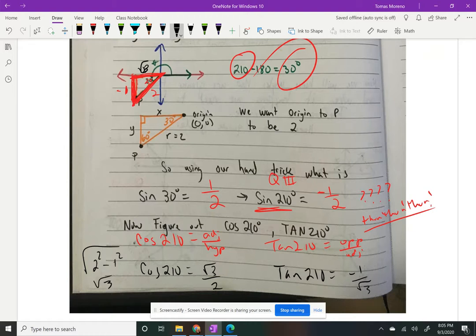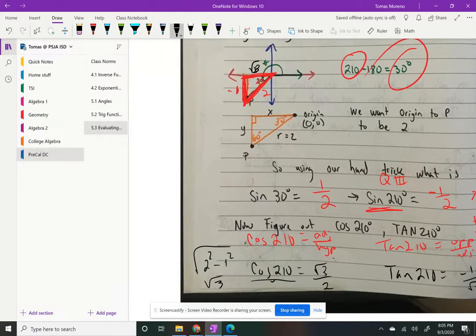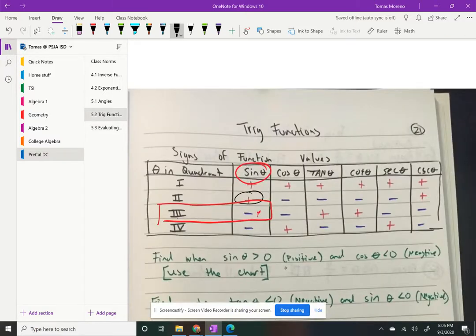Now here's the thing, guys. Before we move any further, we actually need to verify the positive or negative of each one of these, right? We need to make sure we have the right sign. So if we're in cosine in quadrant 3, let's go back to our notes. Cosine of quadrant 3 is gonna be negative, and tan of quadrant 3 is gonna be positive.